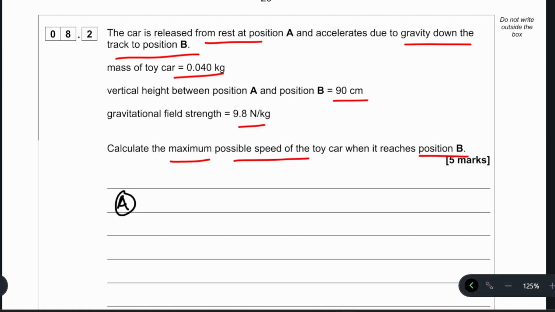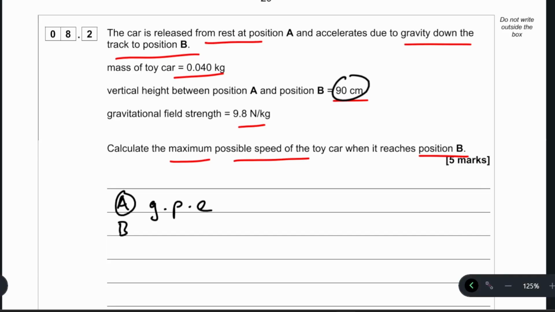So at position A, what kinds of energy do we have? Well, it's at rest, so we know there's no kinetic energy. If something's not moving, there's no kinetic energy. But we do know that it was raised 90 centimeters above B. So we know there's going to be some gravitational potential energy. So we can say that here, there's going to be gravitational potential energy.